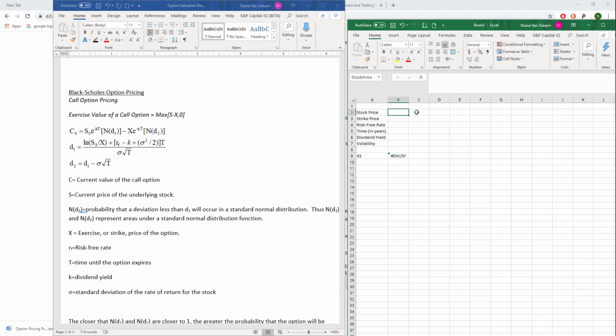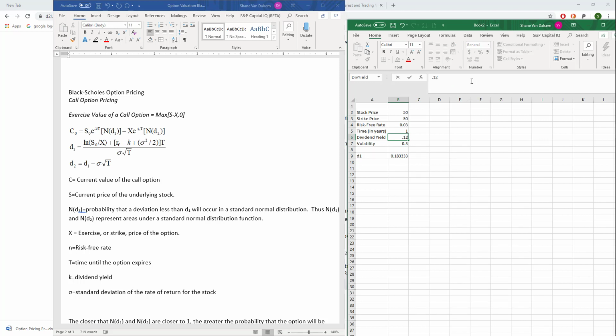So I'm going to put in some values here so this doesn't look so bad. We're going to say we've got a stock with a price of $50. We'll make this one at the money for right now. Strike is $50. My risk-free rate is, let's say, 3%. My time to maturity is 1 year. My dividend yield is 2%, and my volatility is 30%. So I get a D1 of 0.18333. And we would expect the D1 to be positive because it is an at the money call option.